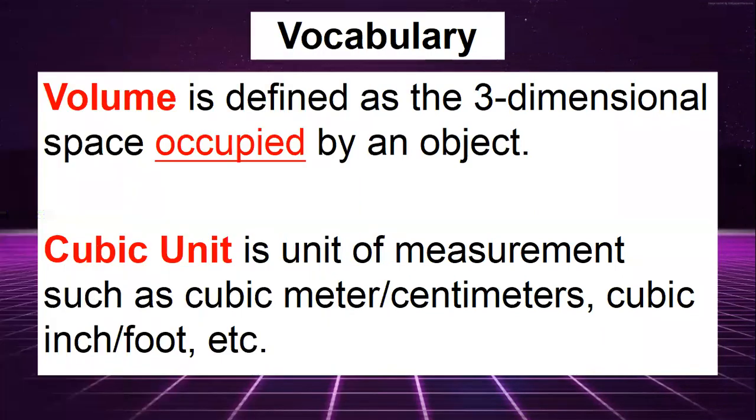So this is our volume. Volume is defined as the three-dimensional space occupied by an object. Okay? And our second vocabulary is cubic unit. It is the measurements such as cubic meter, cubic centimeter, cubic inch, cubic foot, and so on. Okay, so we have only two vocabularies today. That will be volume and cubic unit.